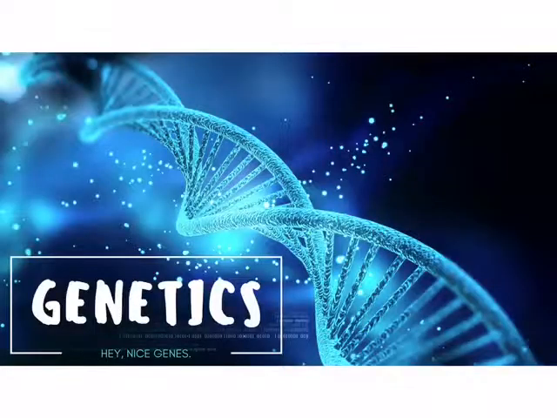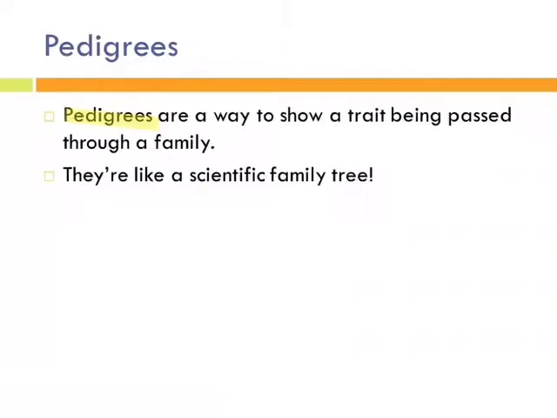Hi guys, this week we're talking about pedigrees. Pedigrees are basically a scientific family tree. They're a way to show one specific trait being passed throughout a family. The only difference is that in this family tree, the different shapes and the different lines all mean something.